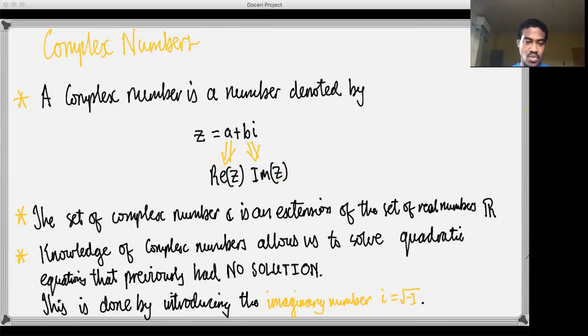Then the next point is that the set of complex numbers is an extension of the set of real numbers. And lastly, knowledge of complex numbers allows us to solve quadratic equations, or equations in general, that would previously have had no solution. This is done by the introduction of the imaginary number i = √(-1). So that's basically it on this introductory video on complex numbers.